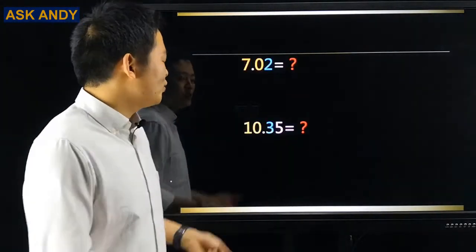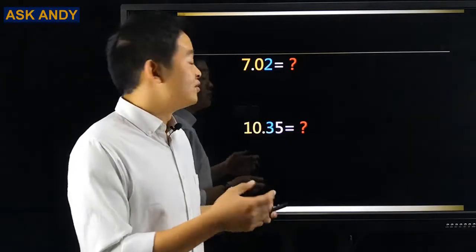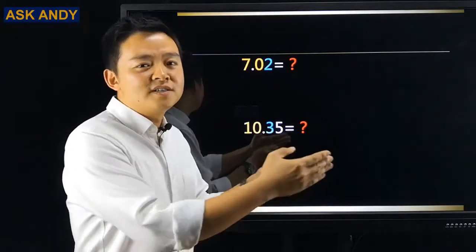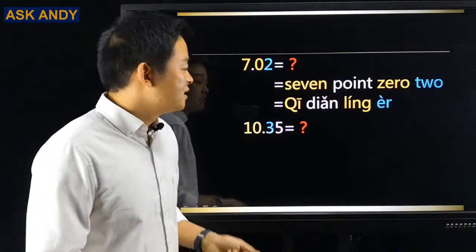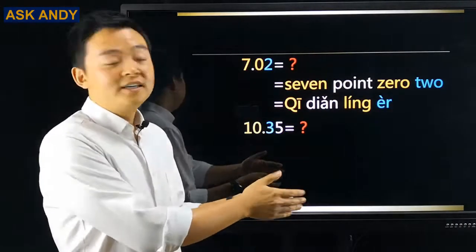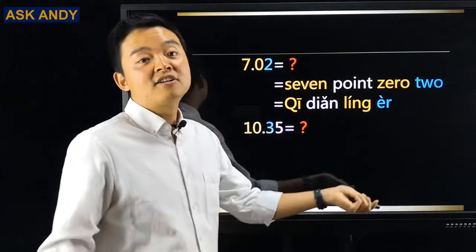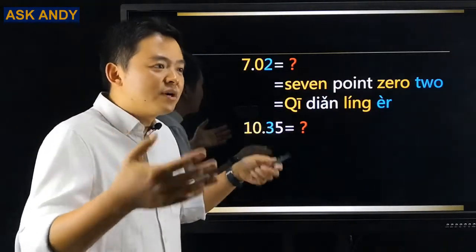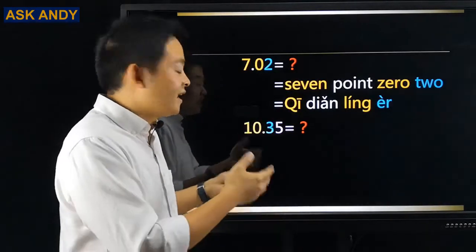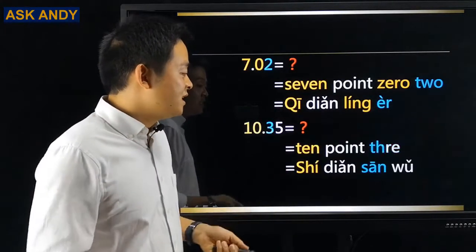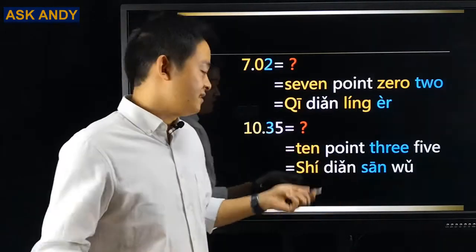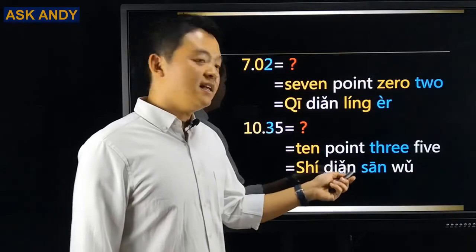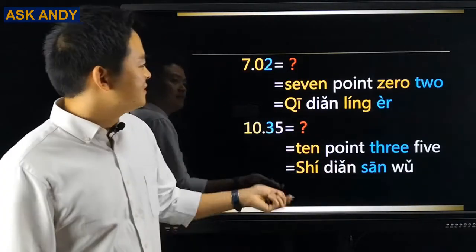Let's move on. What about this one? 7.02. You just read it. Think about it in your mind. So that will be 7.02. Easy, right? What about this one? 10.35. You just think about it in your mind and say it like the one exactly in English. So that will be 10.35. Easy, right? Let's move on.